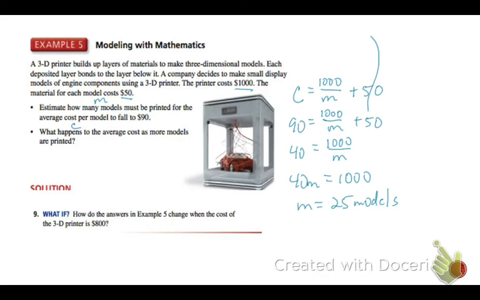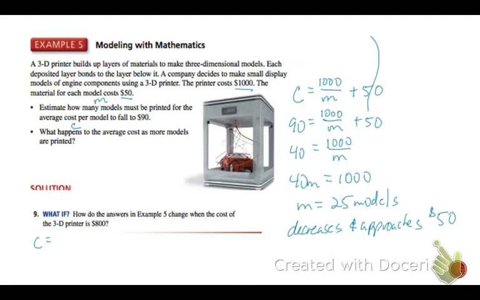What happens to the average cost as more models are printed? Well, as you can imagine, the average cost will decrease because that one sum for the printer is shared amongst those models, and it will approach $50. The printer cost becomes less and less as you have more models to share it, but it will never fall below $50 because the material for each model costs that.